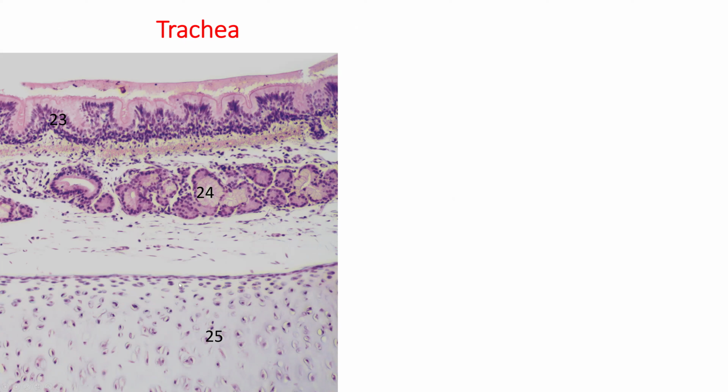Okay, we're looking at some histology here of the trachea. Let's start with number 25. What are we looking at? Submucosa. I'm sorry? Submucosa with a question mark? That is not submucosa. Hyaline cartilage. Hyaline cartilage. Okay. Yeah.